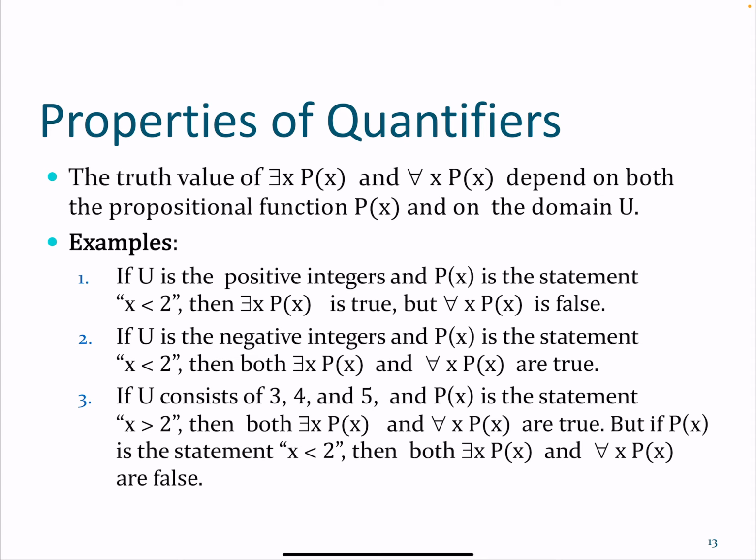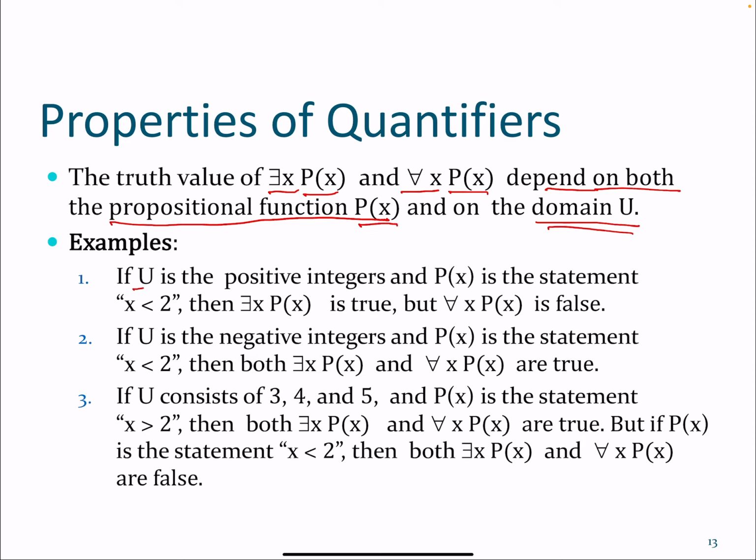Let's look at the properties of the quantifiers. The truth value of the existential and universal quantifier bound with the predicate logic and variables depends on both the propositional function P(x) and also the domain. So to determine the true or false value for these two expressions, you need to check both the predicate function P(x) and also look at the domain.